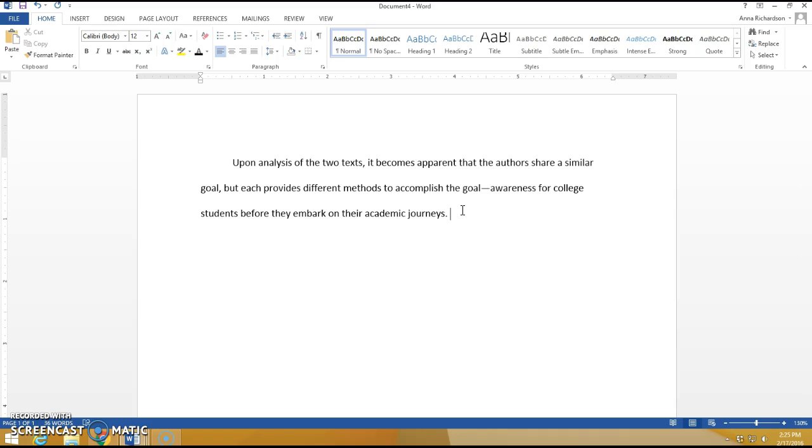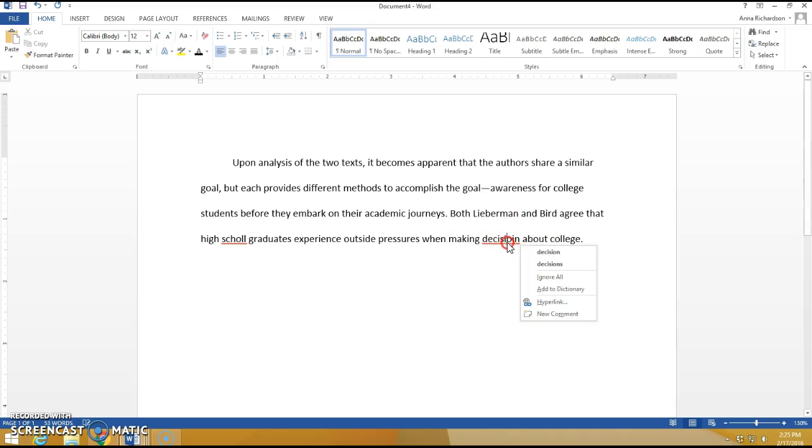Now I'm going to start with similarities. Both Lieberman and Bird agree that high school graduates experience outside pressures when making decisions about college. Okay, so I've got a good little similarity transitional sentence going in there. And now I'm about to provide some evidence.